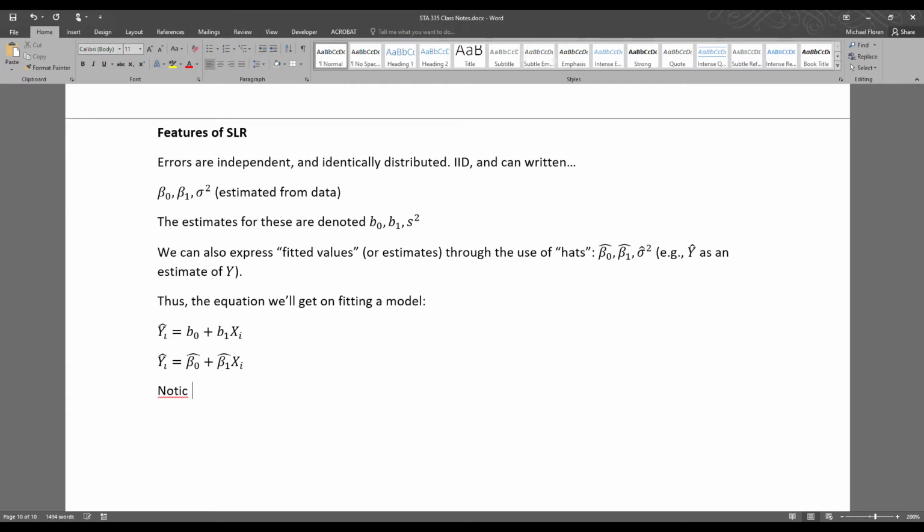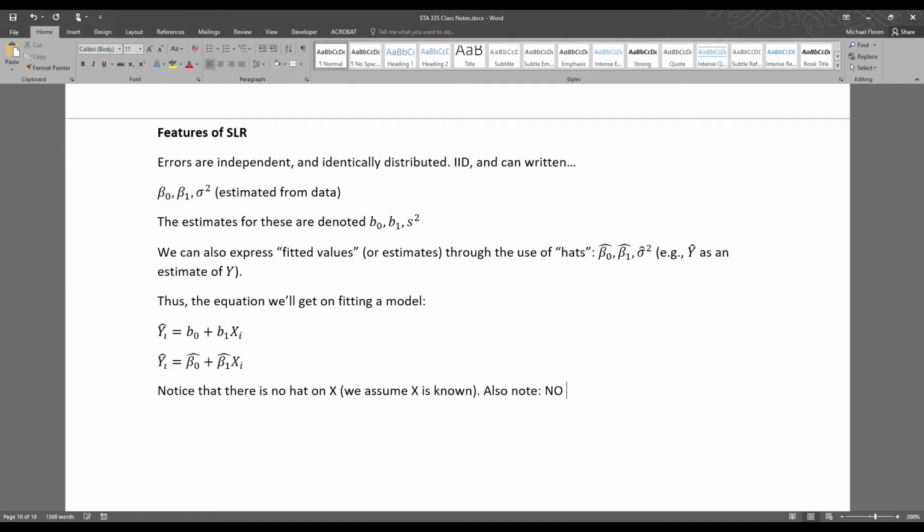Notice that there is no hat on x. As we mentioned at the very beginning of this lecture series, we assume x is known or is easier to know than y. So we use the values of x to predict what y is going to be.